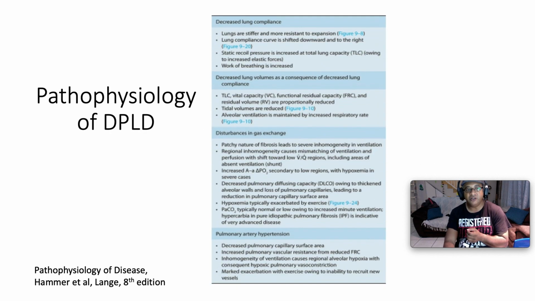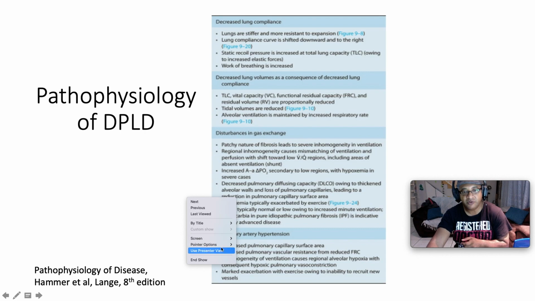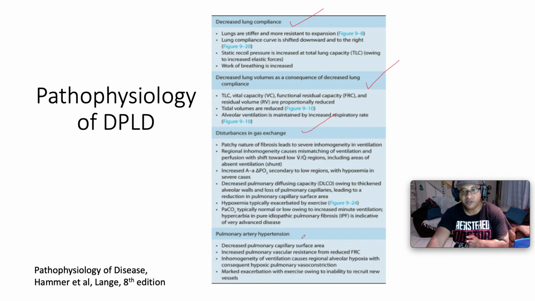Looking at the pathophysiology of diffuse parenchymal lung disease, taken from Pathophysiology of Disease, right? By and large, there are four main pathophysiological processes that we speak of. It has to do with decreased lung compliance, decreased lung volumes as a consequence of diminished lung compliance, disturbances in gas exchange, and pulmonary arterial hypertension. And there are a lot of contributory factors under those four headings, right?